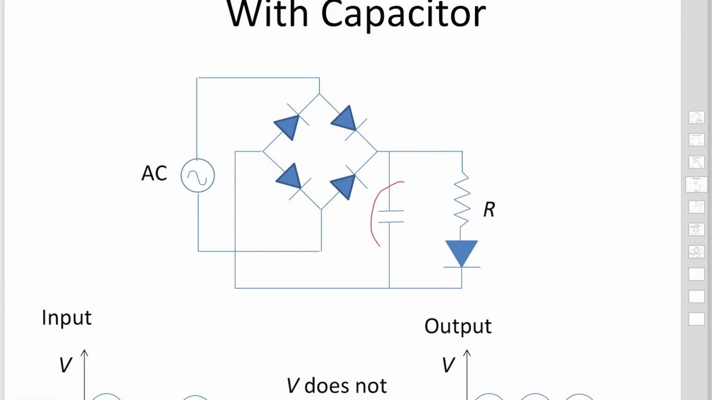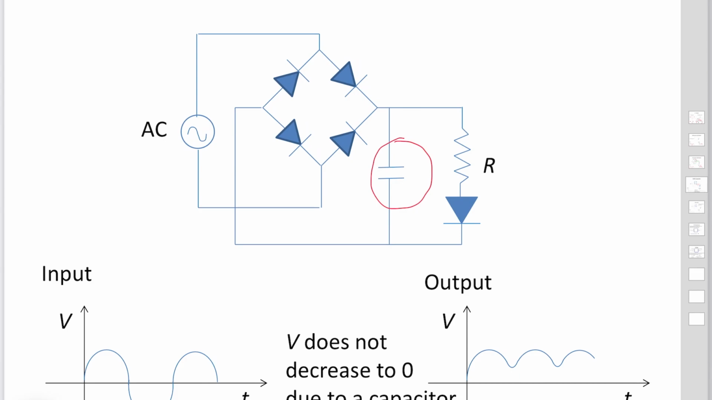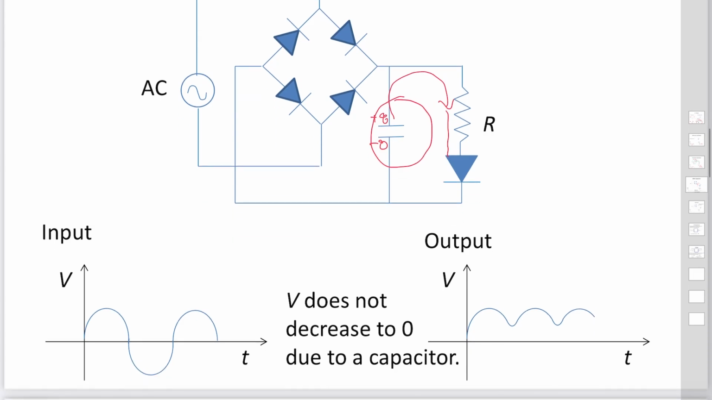We introduce a capacitor in the circuit. Then voltage does not decrease to 0 due to the capacitor because the capacitor keeps some charge on the plate. This charge is going to flow to the resistor and the diode. And then it cannot go to 0. Instead, it comes to some finite quantity. Then it looks like a direct current.